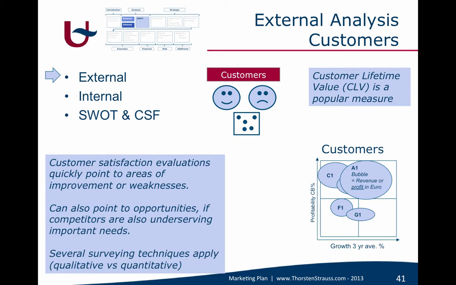Then customer satisfaction surveys quickly point to areas of weaknesses. Here are some tips how to go about that. You can also point to areas of opportunities, if competitors are also underserving important needs of the customer. We're looking really for two types of things. We're looking here for unserviced needs, and we're looking for the importance of these unserviced needs of the customer. You can use several different surveying techniques, and we will get into that in class.